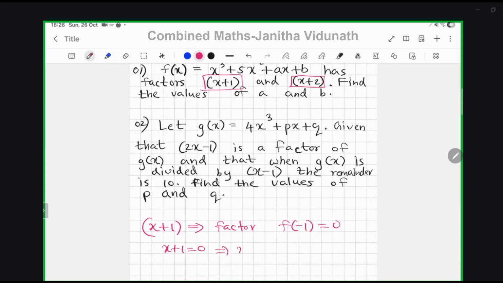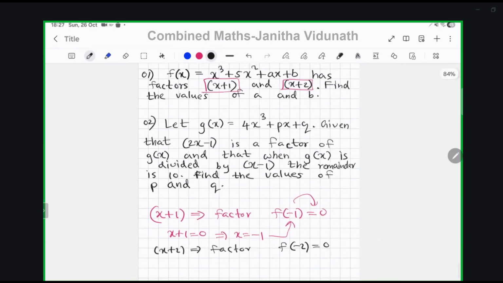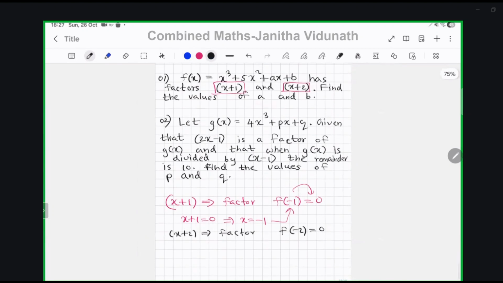From that, we obtain x equal to minus 1. Then we find the function value. Then the function value should be equal to 0. Similarly, if x plus 2 is a factor, then f(-2) should also be equal to 0. Now we have two equations. That means f(-1) equals 0.